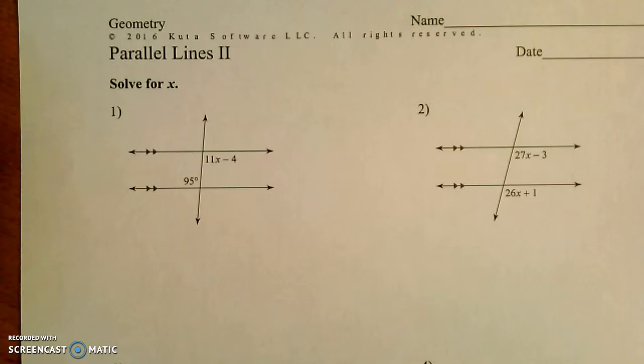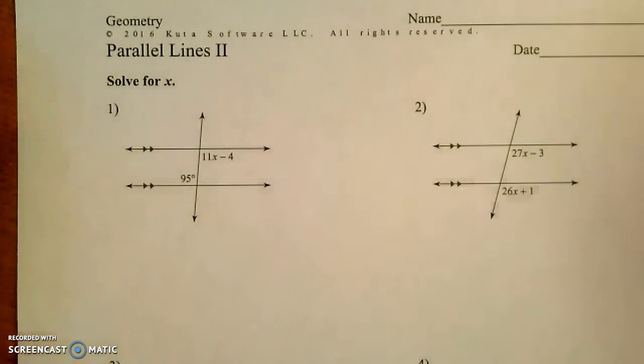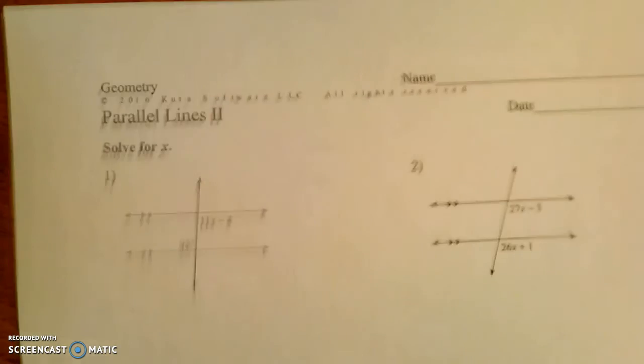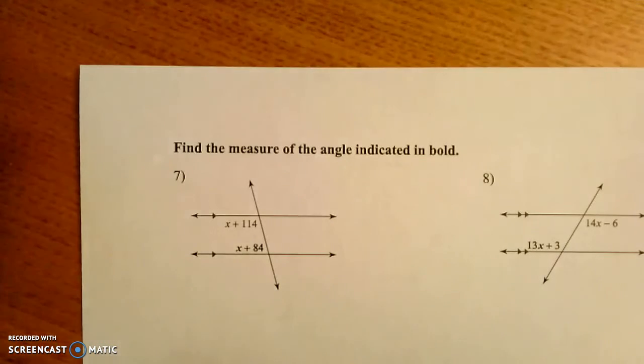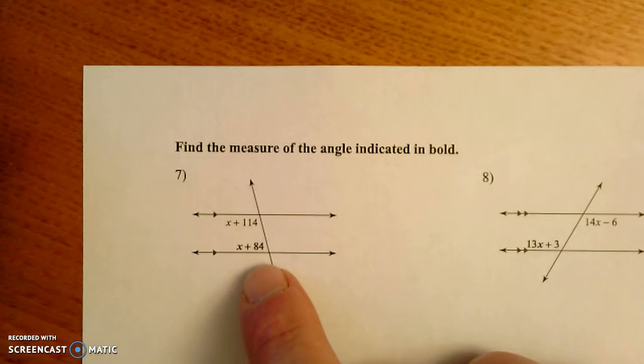Alright, welcome to Parallel Lines 2. In this worksheet you're going to be using the properties of angles formed by a transversal and parallel lines to solve for x on this side. And then on this side here, you're going to solve for x and then go ahead and find the measure of the indicated angle. So there's a little extra step there.